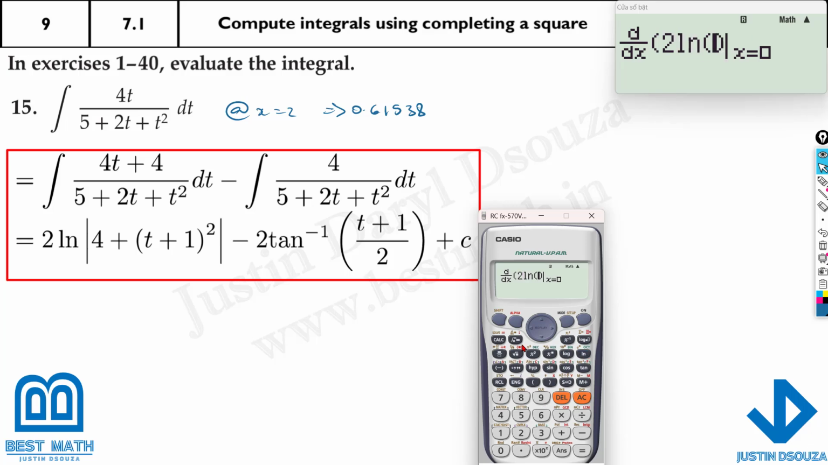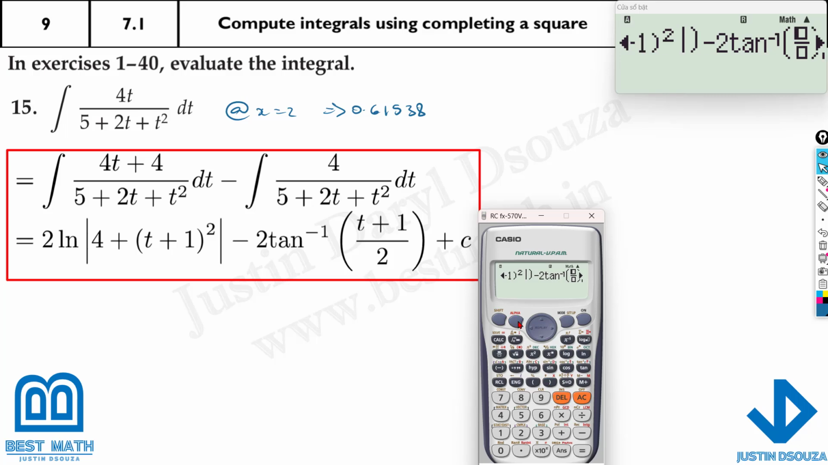So here 2, natural logarithm, and there is the modulus symbol, that's the absolute value. So shift and hyp, then 4 plus, that is t is given as x plus 1, close the bracket and square it up. And now go away from the absolute value. But remember, this is a single term. When we click on natural logarithm, it opens up a bracket, so we need to close it. Minus 2 tan inverse is given by shift and tan here. And then put in the fractions x.